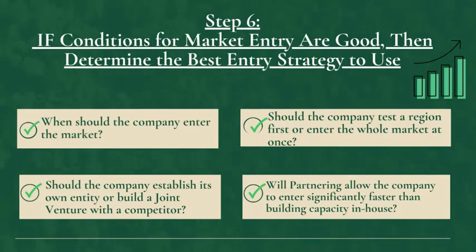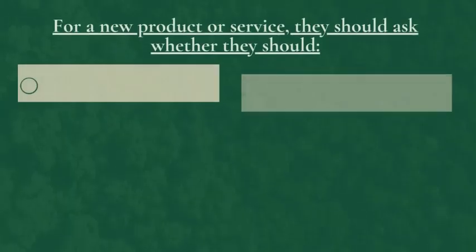Step 6 says, if conditions for market entry are good, then determine the best entry strategy to use. Questions to determine. First, when should the company enter the market? Second, should the company test a region first, or enter the whole market at once? Third, should the company establish its own entity, or build a joint venture with a competitor? Fourth, will partnering allow the company to enter significantly faster than building capacity in-house?